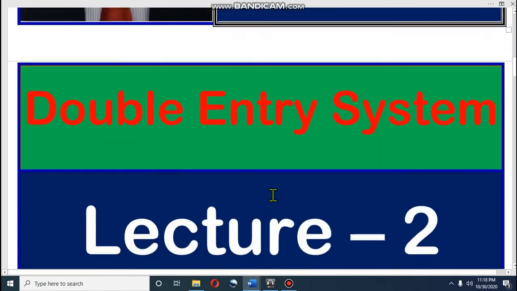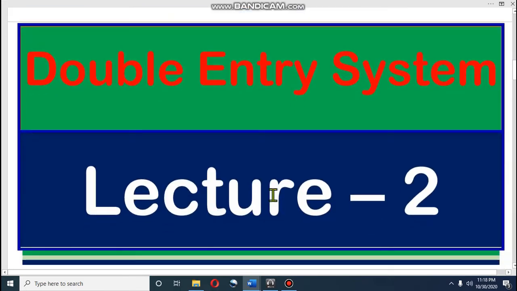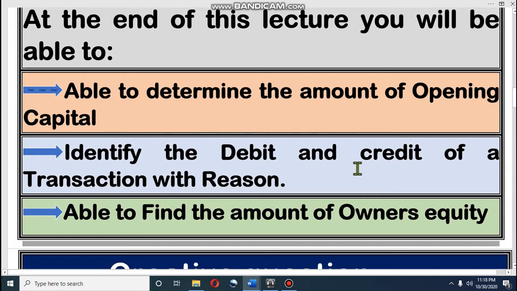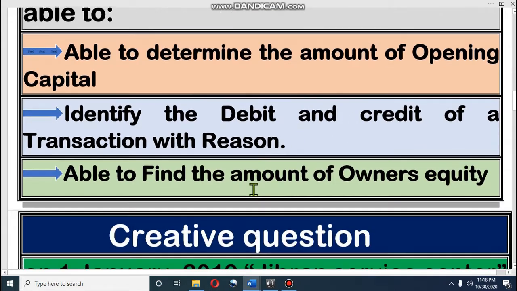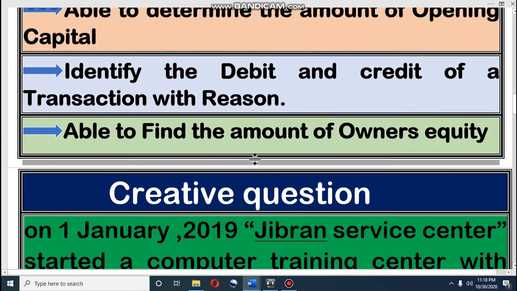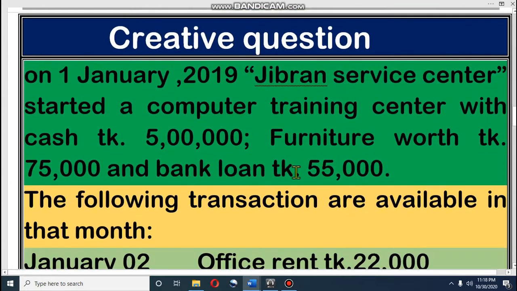Dear student, today we will discuss the double entry system. This is our second lecture on the double entry system. Dear student, at the end of this lecture, you will be able to determine the amount of opening capital. You can identify the debit and credit of a transaction with reason, and you will be able to find the amount of owner's equity. Dear student, for solving this problem, we have to take a creative question.